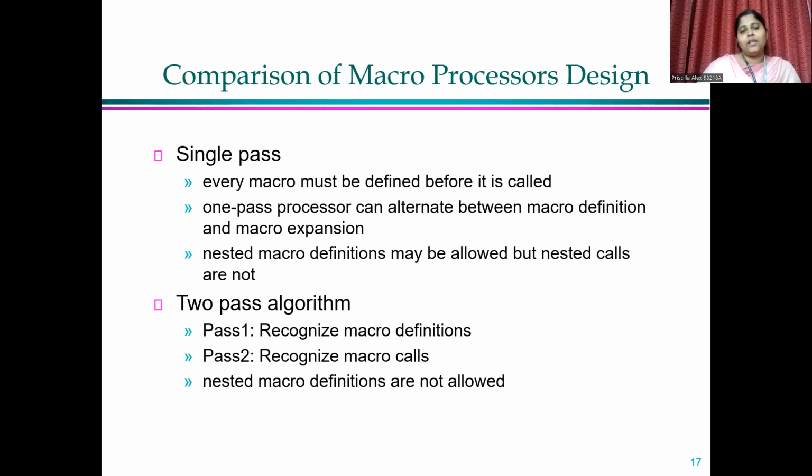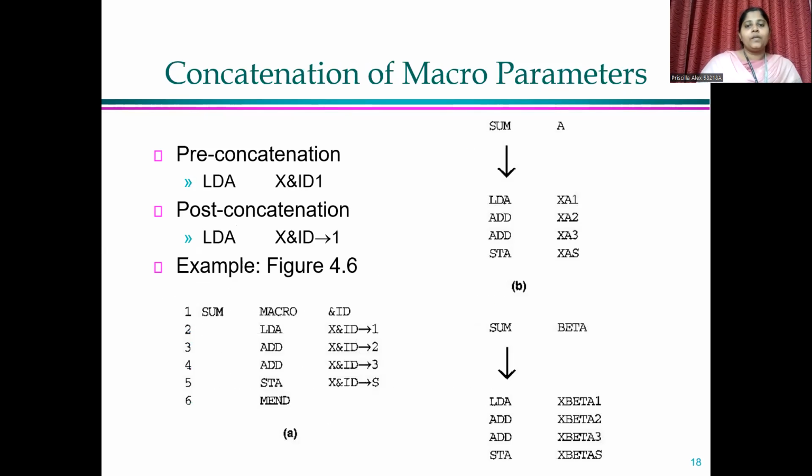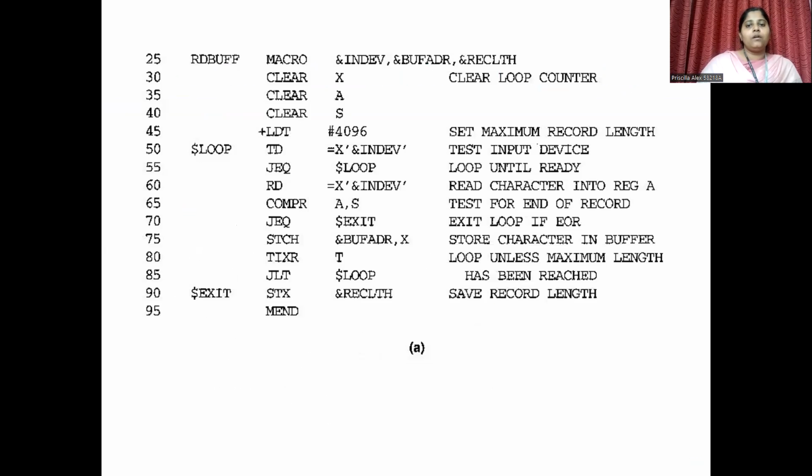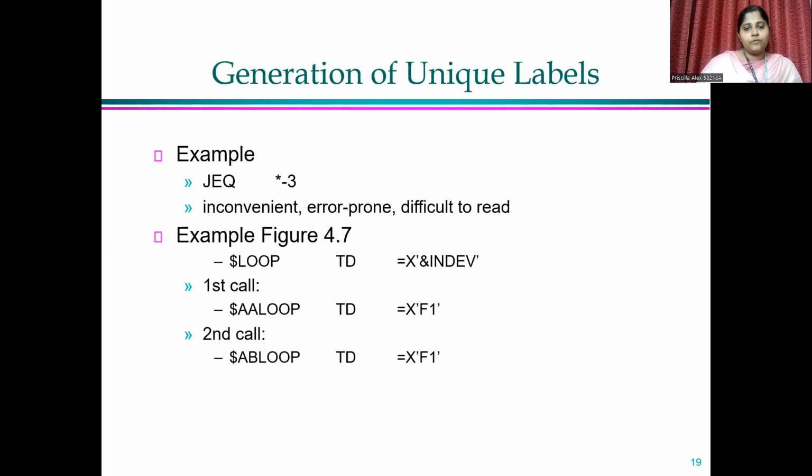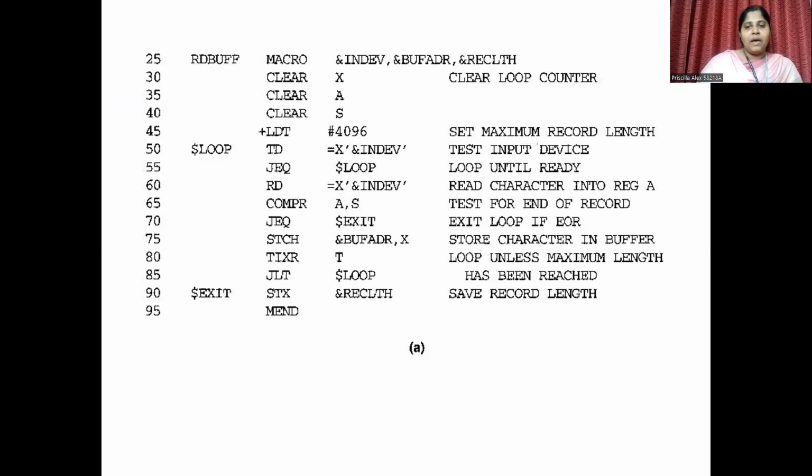So this is the single pass, as I told: whatever things are there will be taken in a single step. But in the case of the two pass algorithm, at first it will just recognize the macro definitions, and only in the second pass will it recognize what macro calls have happened. These are the examples we can give for macros.